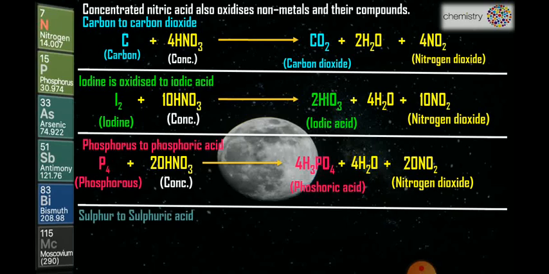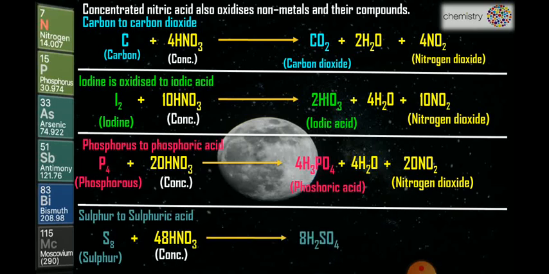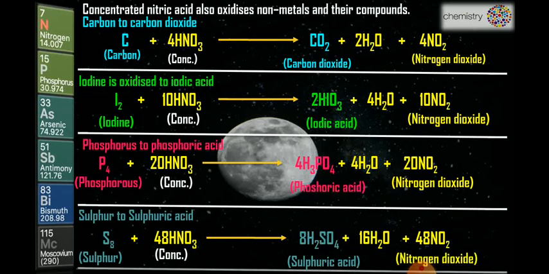Another non-metal, sulfur, on treatment with nitric acid undergoes oxidation into sulfuric acid. Equation: S8, sulfur, on treatment with concentrated nitric acid, 48 HNO3, there is an oxidation of sulfur into sulfuric acid, 8 H2SO4, plus byproduct water, 16 H2O, along with the formation of again nitrogen dioxide, 48 NO2. Okay, so these four reactions now, the reaction of non-metals carbon, iodine, phosphorus and sulfur with concentrated nitric acid.